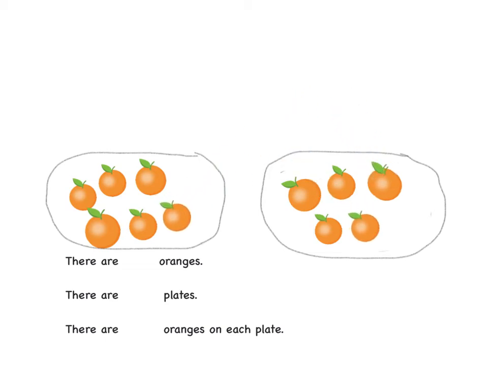11, 12. So you can see now that we have 1, 2, 3, 4, 5, 6 oranges on each plate. Okay, so we've shared 12 oranges altogether. There are 12 oranges altogether. There are 2 plates and there are 6 oranges on each plate.